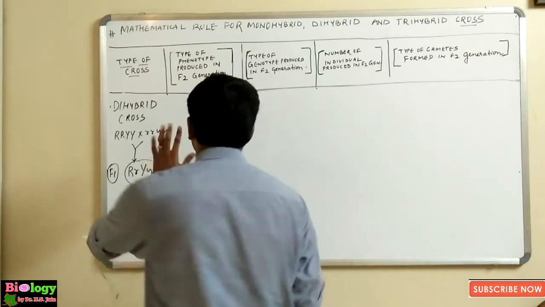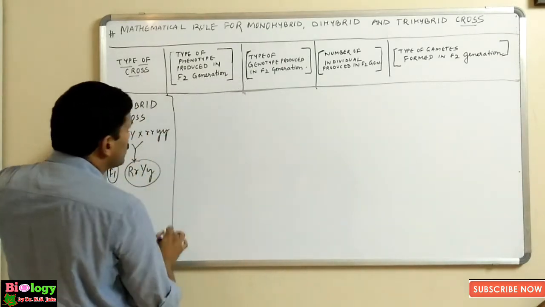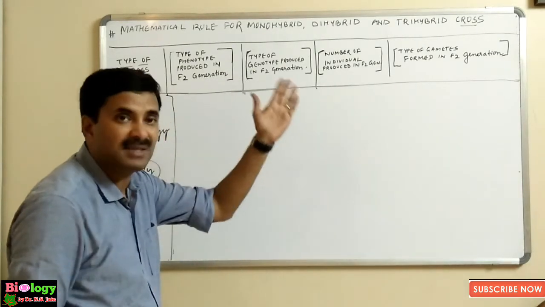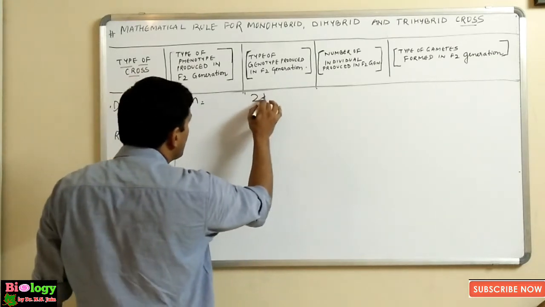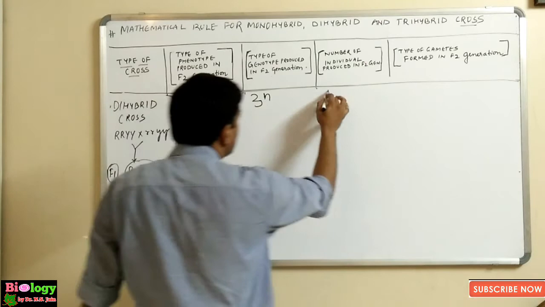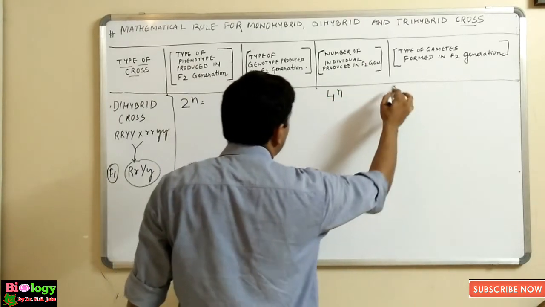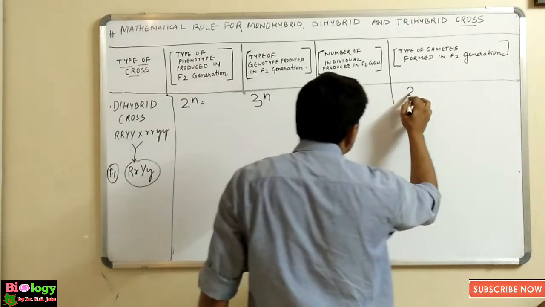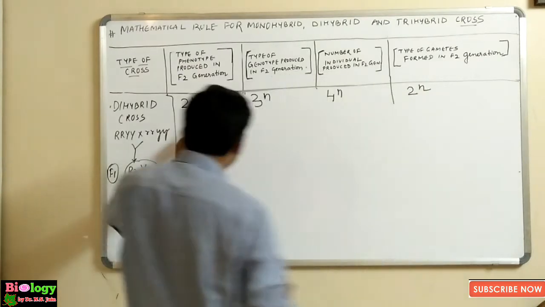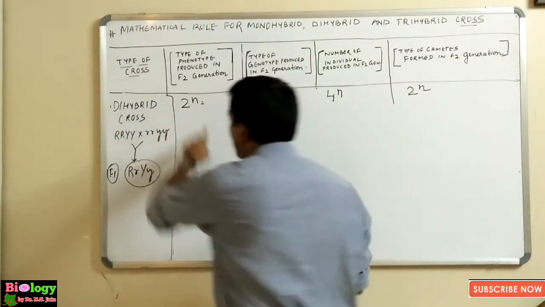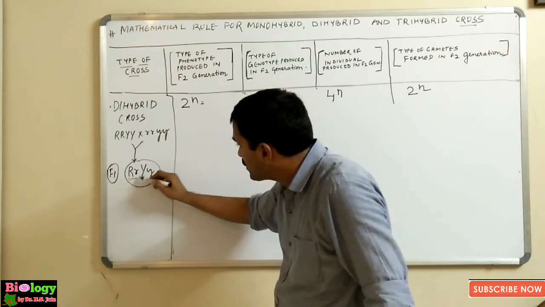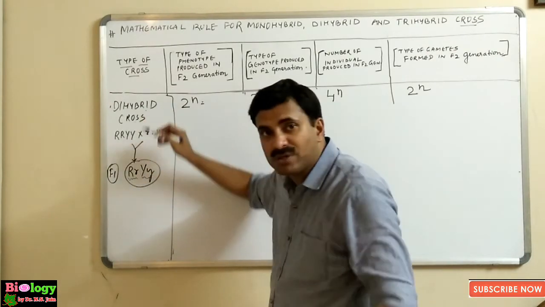This is the F1 generation. Now to simply calculate all these things, you have to use 2 to the power of n, 3 to the power of n, 4 to the power of n, and 2 to the power of n. Now you know very well that n is the number of heterozygotes. So how many heterozygotes are produced in a dihybrid cross? Di means 2.